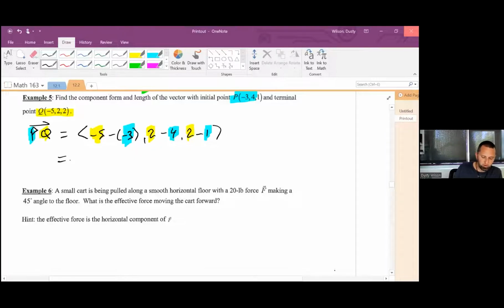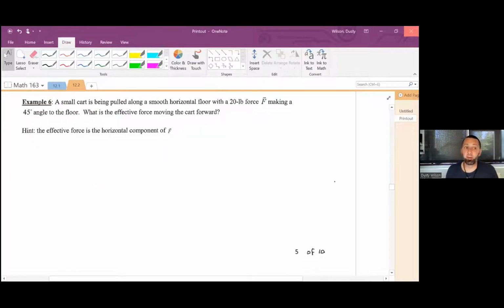And so the components of vector PQ are -5 plus 3, or -2, comma, 2 minus 4, -2, and then the Z's, 2 minus 1, or 1. Example 5, or example 6, pardon me. A small cart is being pulled along a smooth horizontal floor with a 20-pound force, making a 45-degree angle to the floor. What is the effective force moving the cart forward? And there's a hint: the effective force is the horizontal component of the force F.